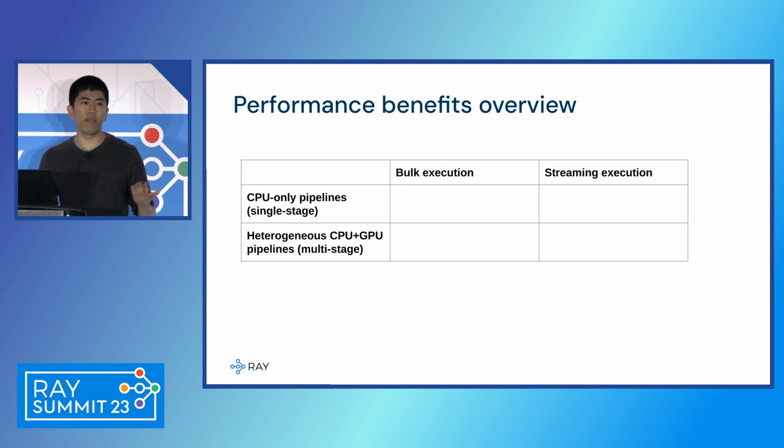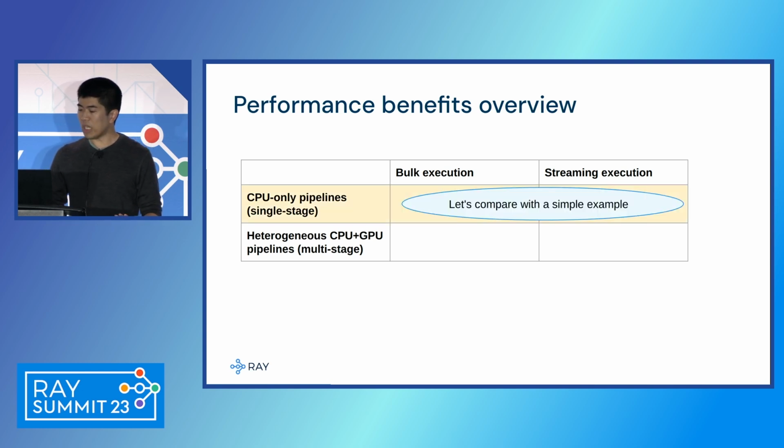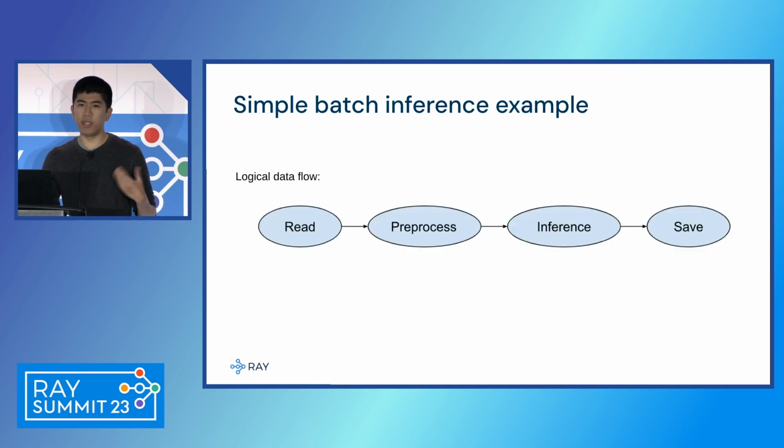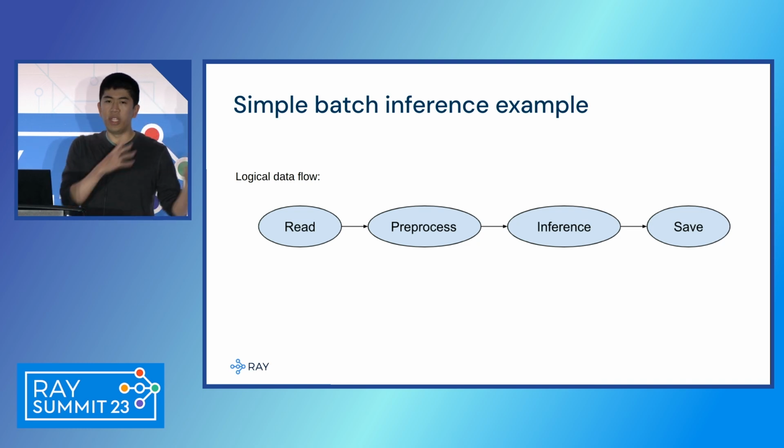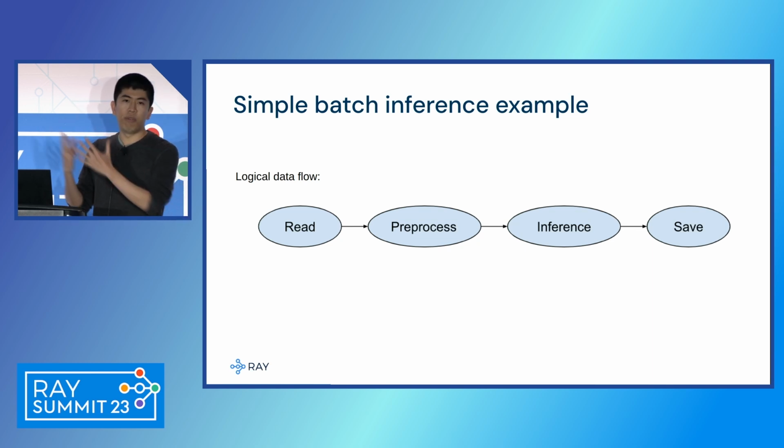So let's look at the very simple workload first, and let me walk you through an example. A very simple CPU-only pipeline might look like this. Here I'm using batch inference as an example. You might want to read data, preprocess data, do inference, and then save your data.